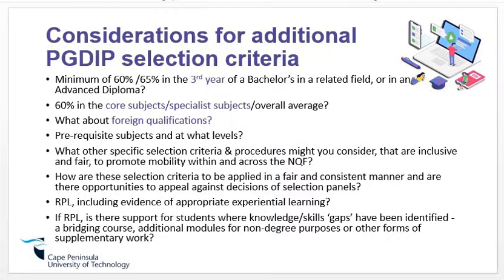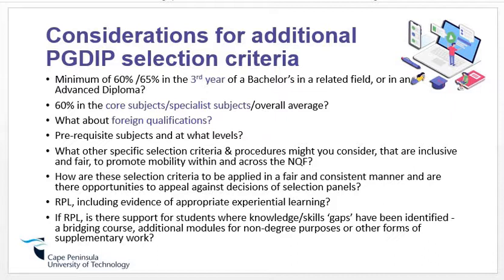Is it overall? Is it average? What is it? Also, what about foreign qualifications? How do you stipulate that? What pass mark or what indicator of excellent academic achievement do you think should be in place?